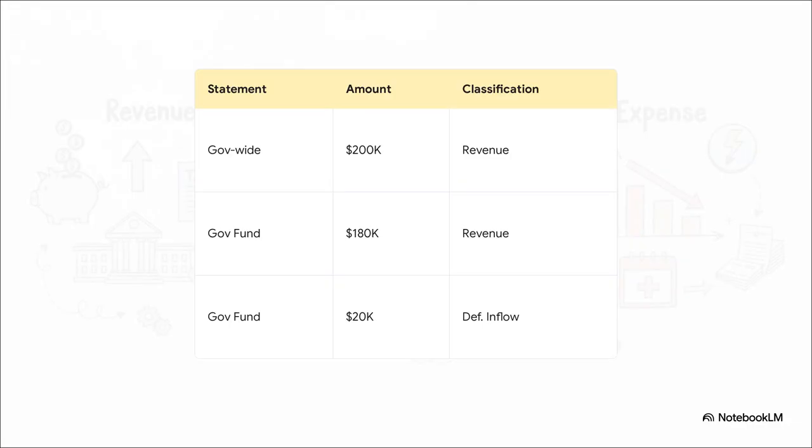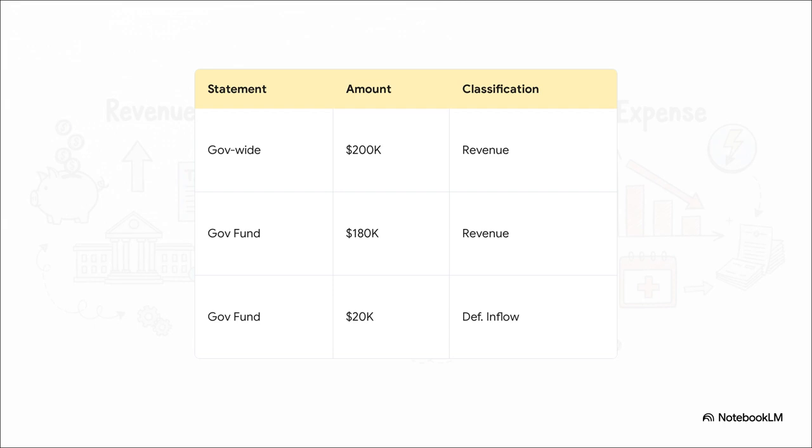Let's put this to the test with City of Greenfield Scenario 1. We have a derived revenue, $200,000 of taxable sales occurred this year. Greenfield collects $180,000 during the year, or within 60 days after year-end. The remaining $20,000 isn't collected until month 4 of next year. Applying our framework deliberately, for government-wide statements, the underlying exchange happened this year, so the city earned the full $200,000. Simple enough. But for the governmental fund, only $180,000 is available within that 60-day window.